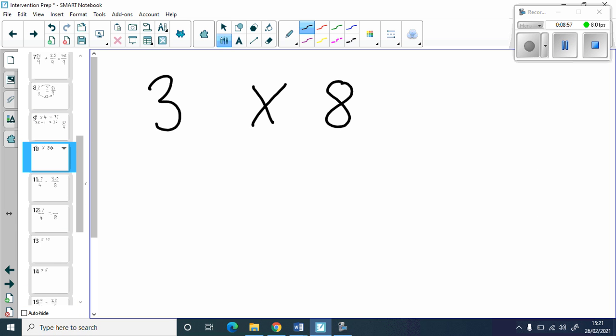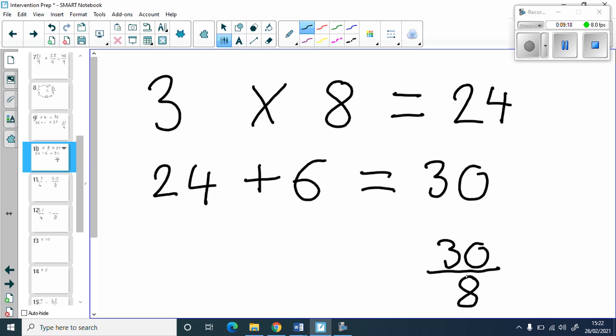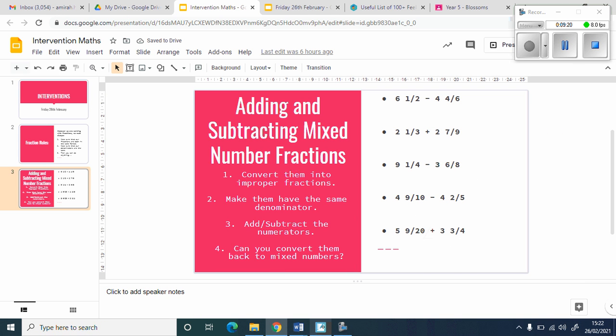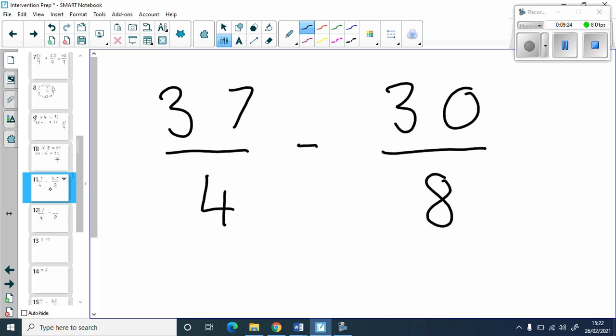So whole number times by our denominator, so 3 times 8, work that out, you get 24. Add on your numerator, which was 6, the number on the top. 24 add 6, you get 30. And remember, your denominator always stays the same, so you've got 30 over 8. I believe that was your denominator. 30 over 8, yeah, perfect. Okay, so now we go over here, and we've got 37 over 4, take away 30 over 8.